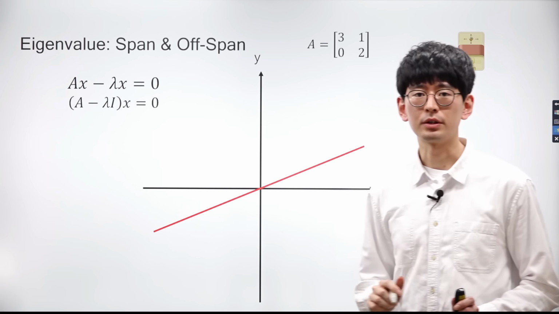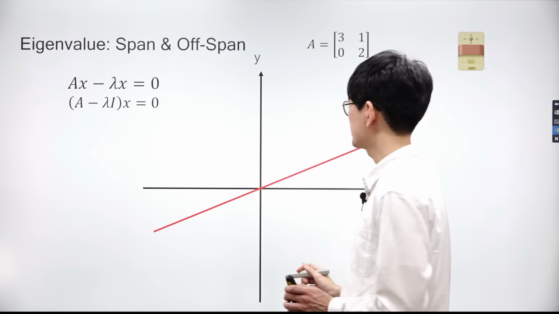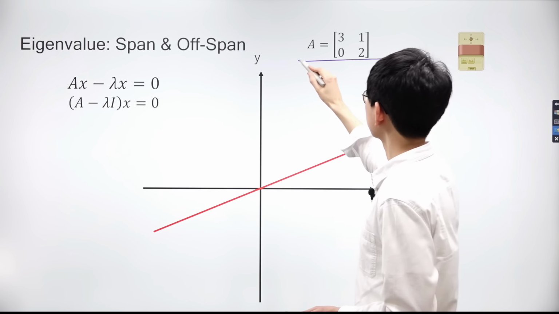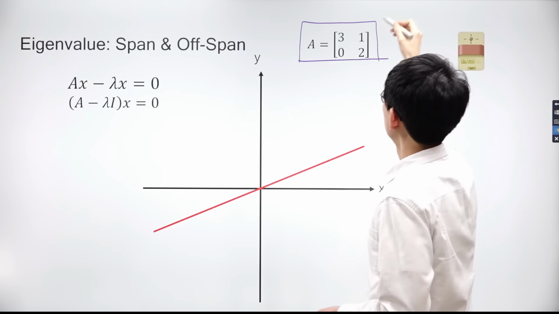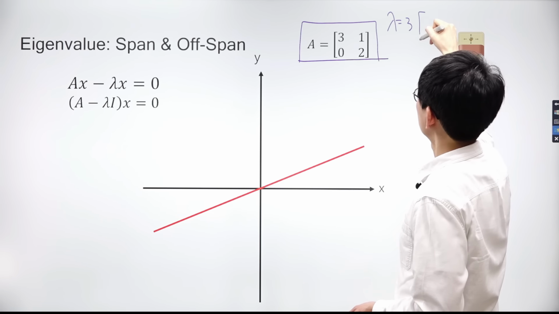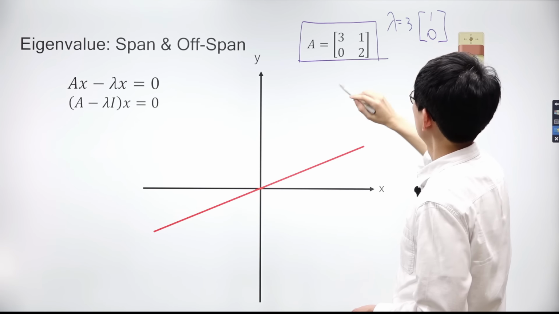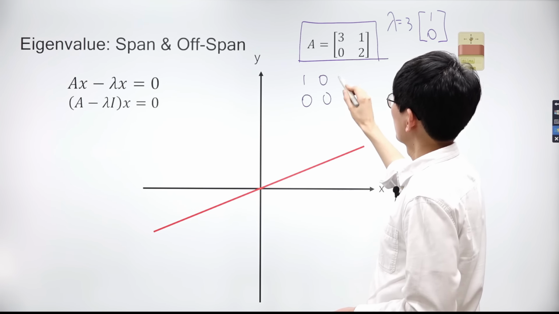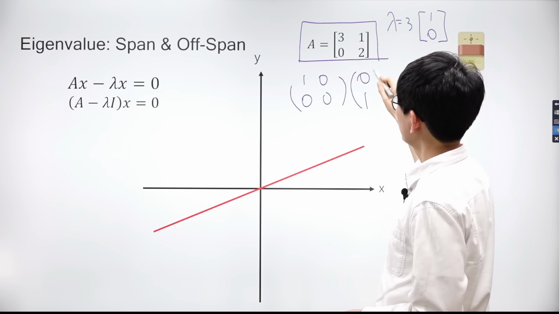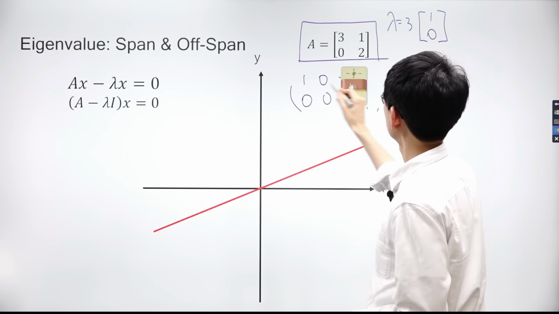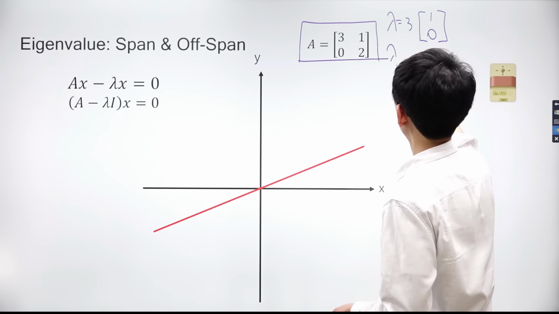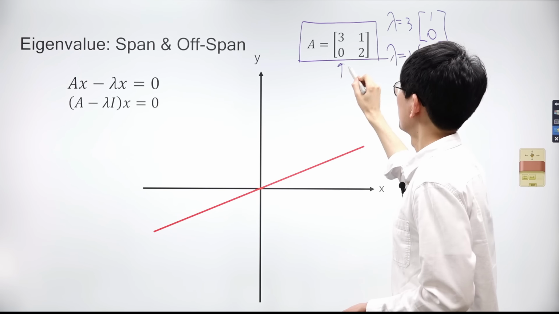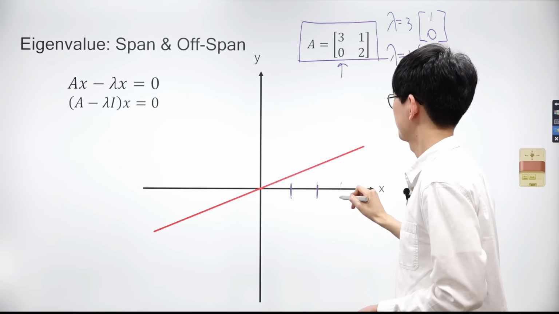Let's delve into the geometric interpretations of eigenvalues and eigenvectors. Imagine a two-dimensional plane displayed on the screen. Earlier, we found that the eigenvector of matrix A is 1, 0, when the eigenvalue is 3. Now let's quickly determine the eigenvector of matrix A for the eigenvalue 2. The values in the matrix A minus lambda I are 1, 0, 0, and 0. Thus, the eigenvector is 0, 1. The eigenvector of A is 0, 1 when the eigenvalue is 2.